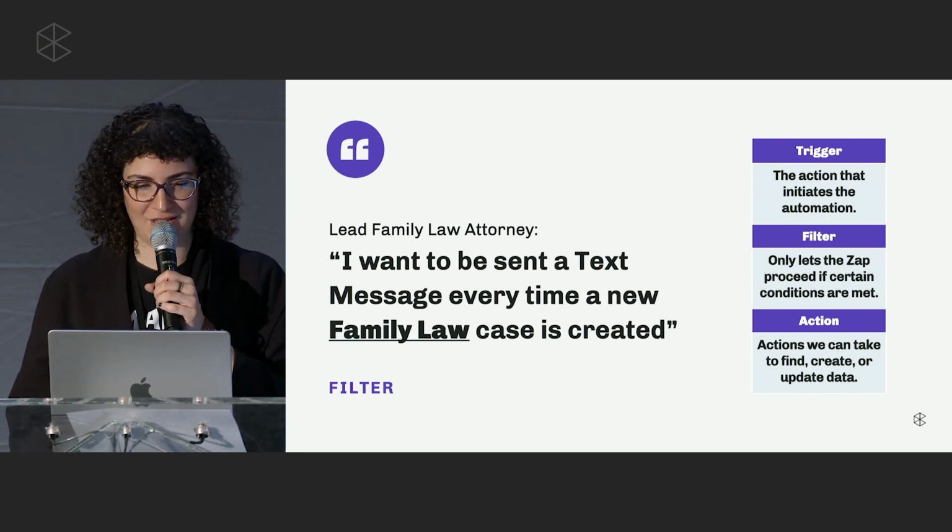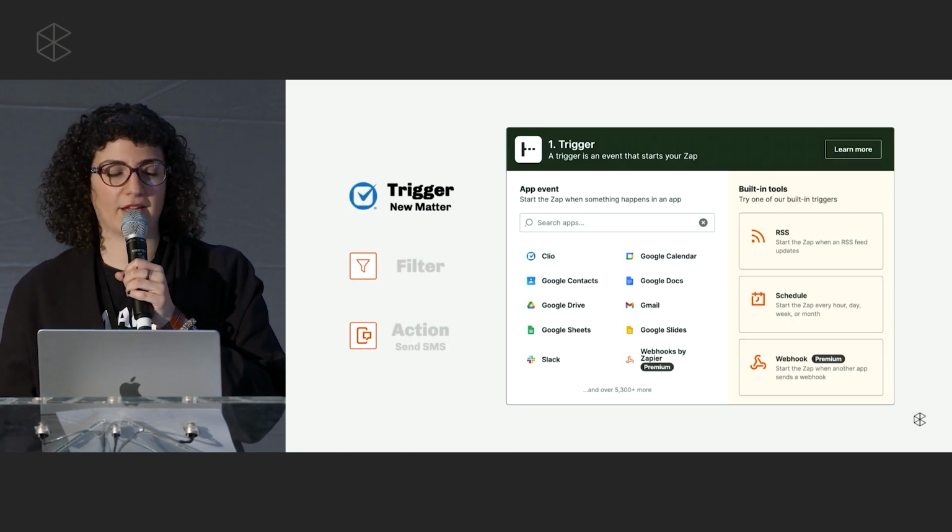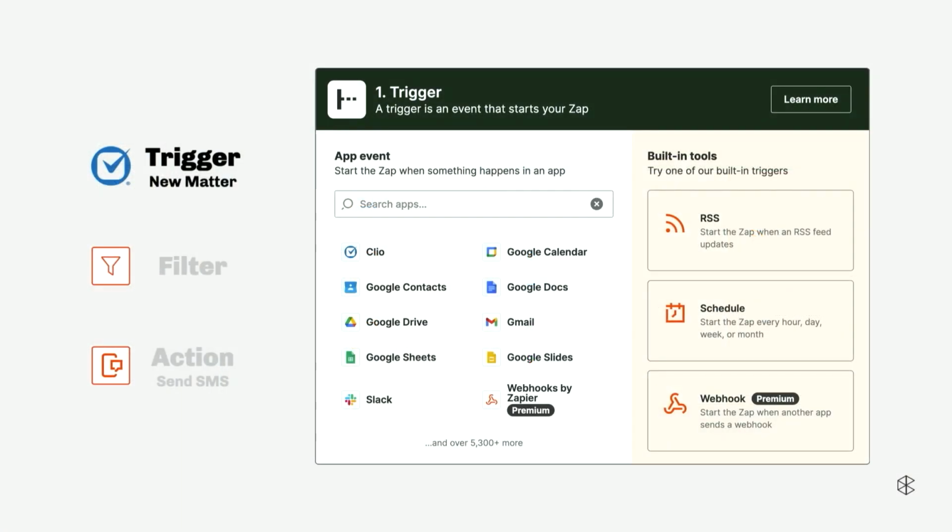Thank you. So yeah, send text message is the action. Now here's how you'll set it up in Zapier. It's going to get a little bit nitty gritty. First, we have to pick the app. Remember that every app has different sets of triggers and actions. So you have to pick the app to be able to see those lists.